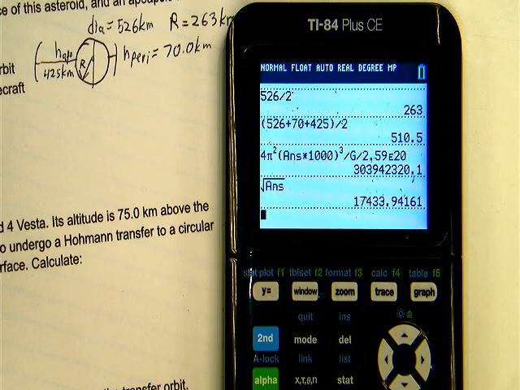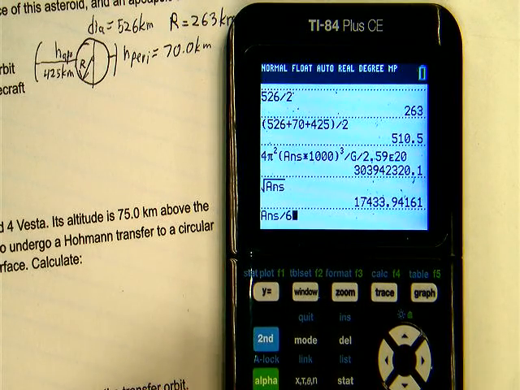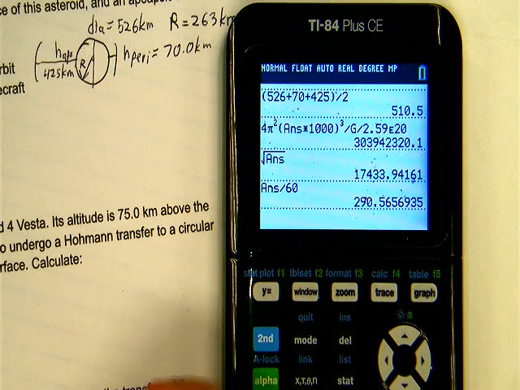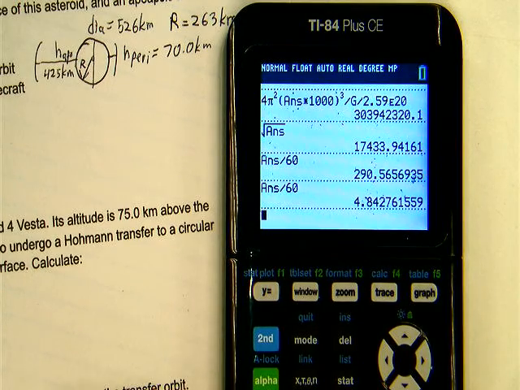This is actually a reasonable number. I'm going to divide it by 60. 290 minutes, divide that by 60, less than 5 hours. Yeah, asteroids are so weak and small, their gravity is a small acceleration, so orbital periods are going to take a while.